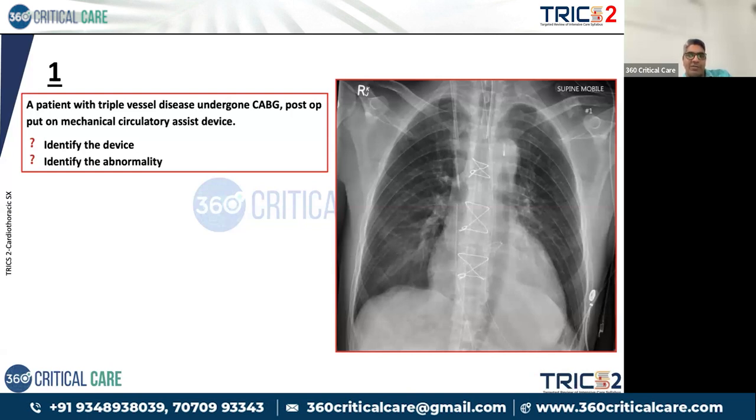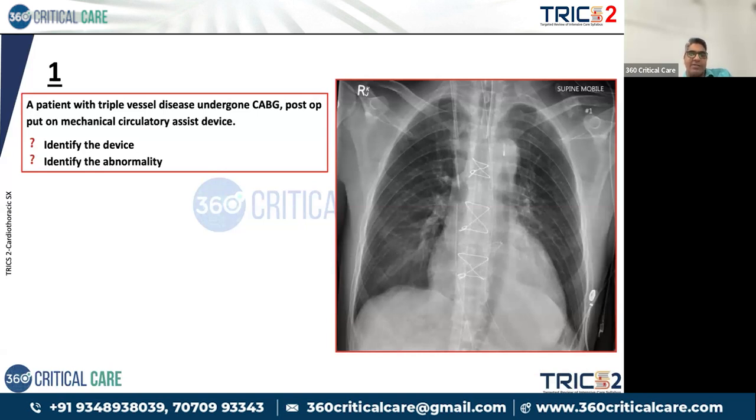So basically, 4 or 5 things you need to remember about IBP. First is position, X-ray, then the waveform, mechanism of action. Usually they don't ask about literature or evidence around it, but it's always good to know about the evidence behind its use in cardiac surgery.